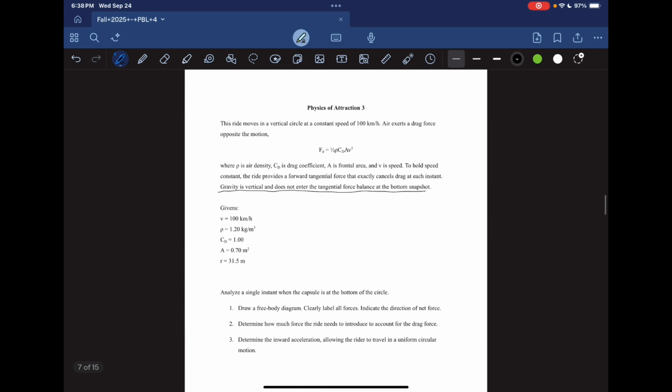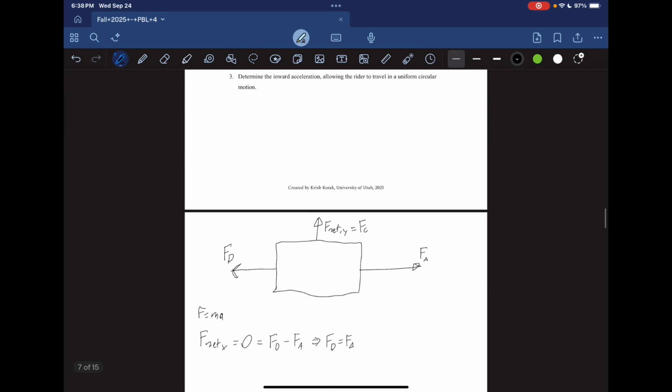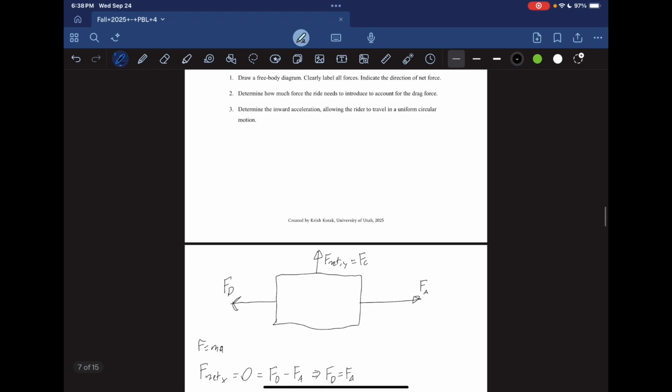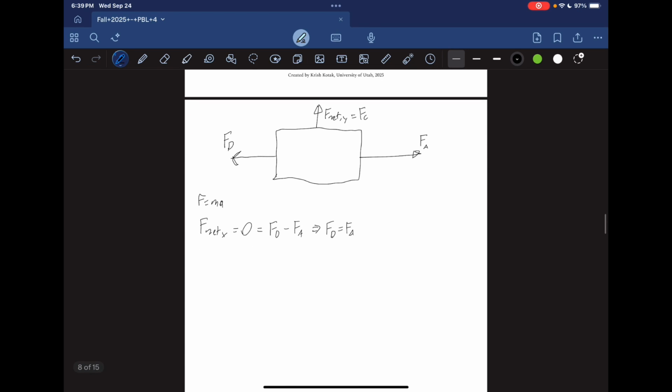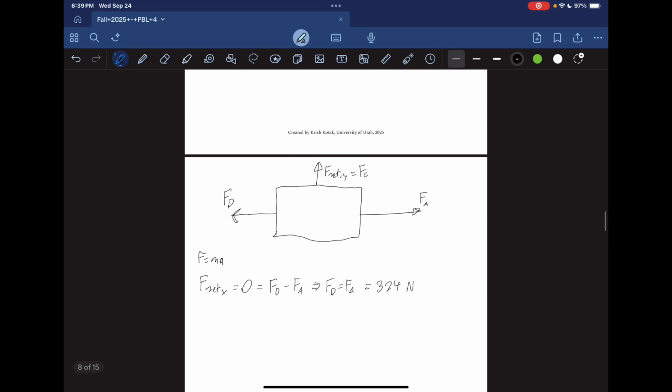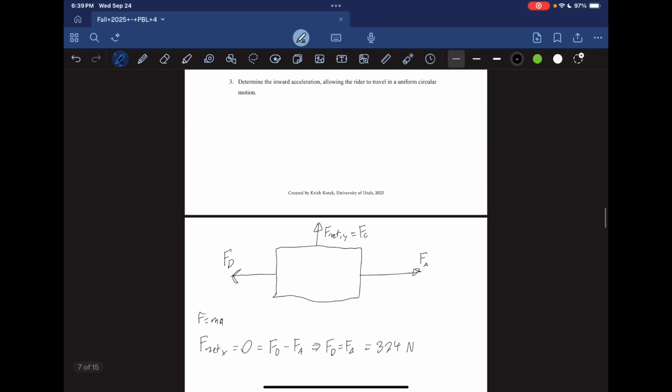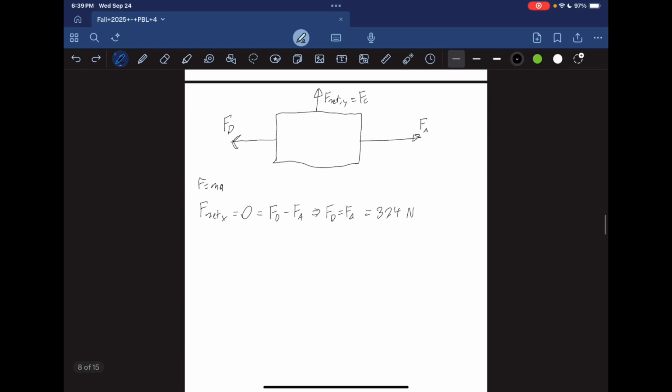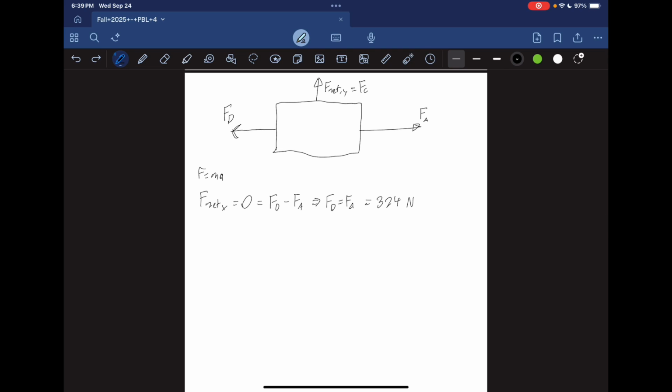And since we already know FD is 1/2 rho CD A v squared, we can just plug all of that in to determine how much force the ride needs. If you plug all of the constants into that equation, you get that this is equal to 324 newtons. Last question says determine the inward acceleration allowing the rider to travel in uniform circular motion. So I already mentioned that with this F net in the y direction being our centripetal force.